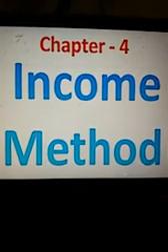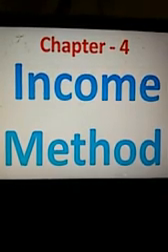Now, what is the method for calculating by the income method? Firstly, we have to add compensation of employees, operating surplus and mixed income of the self-employed. By joining these three we get net domestic product at factor cost. Then we add net factor income from abroad and we get national income or NNP at FC.